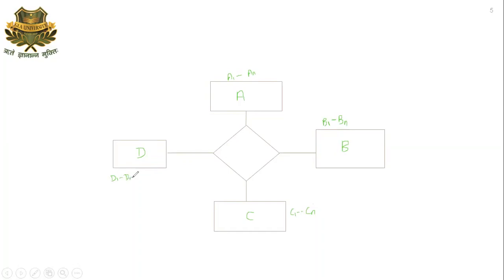I'm not showing the attributes as symbols; I'm just explaining what you have to do over here. Now see, in A, A1 is the primary key. In B, B1 is the primary key. In C, C1 is the primary key. In D, D1 is the primary key. And suppose the name of this relationship is W_F, the works-for relationship.